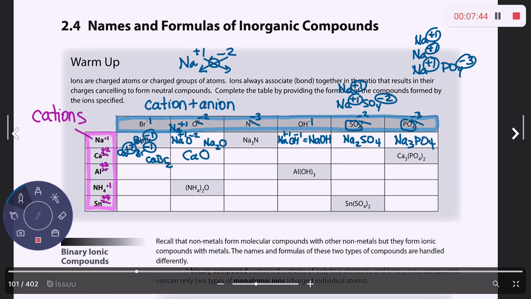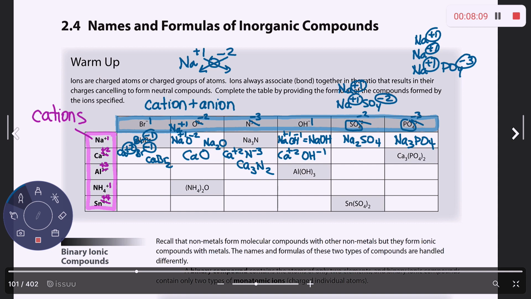Then I've got the next one. I've got Ca plus 2 and N minus 3. 2 and 3 go into 6, right? So then wouldn't I need 3 of these calciums and 2 of these nitrogens to make it 0 for the overall charge? Okay. And then over here, let's watch out on this one, Ca plus 2 and OH minus 1.